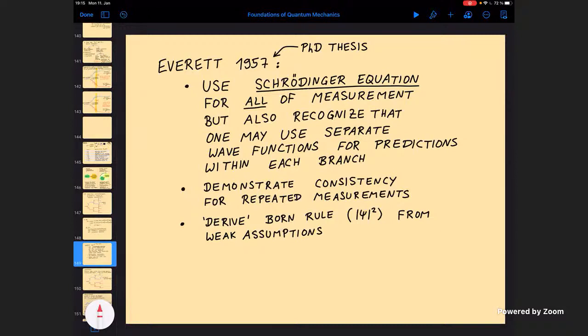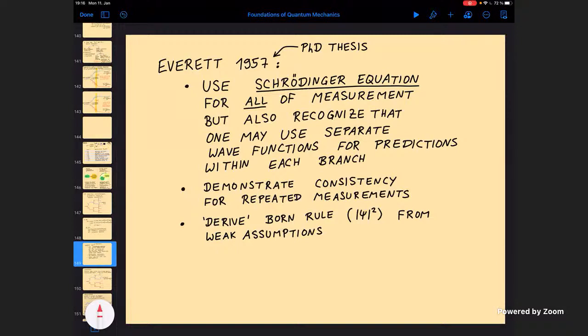So first of all, you use the Schrödinger equation for all of the measurement, but at the same time, you also recognize that using irreversibility and so on, you may actually, for practical purposes, use separate wave functions for predictions within each branch and use this quantum classical cut thing. So that's the first realization, but you really use the Schrödinger equation in principle to describe everything. You do not pretend that there's anything ad hoc or extra.